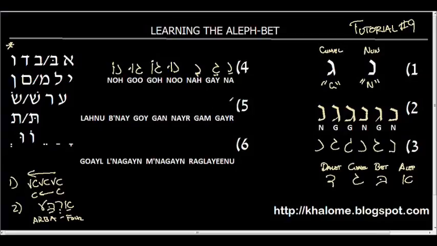Ger means stranger, so we would have a gimel, the zeri, hard A vowel mark, and then the resh, and this means stranger. Gam, very common word in Hebrew. Gam, the pata, final mem, and that means also. Ner is going to be the nun, the zeri vowel mark, and then a resh, and that is candle.